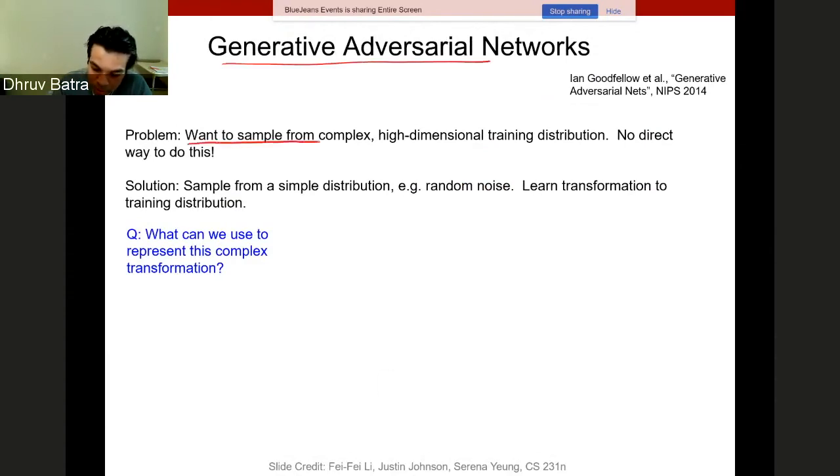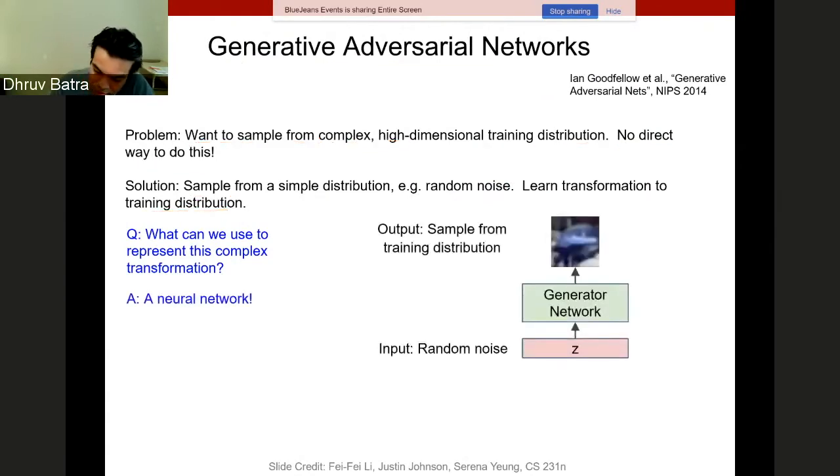The problem being that we want to sample from a complex, high-dimensional training distribution. We have no direct way of doing this. We don't have access to P of X. We just don't have it. We can sample from a simple distribution like uniform or Gaussian, and we can learn the transformation to the training distribution. Our key object is going to be a neural network that is doing this transformation.